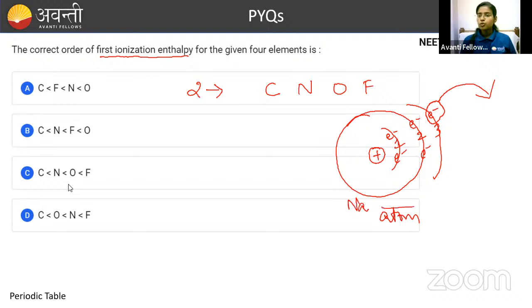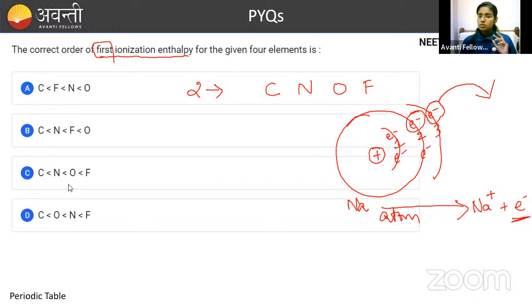After the removal of one electron from this sodium, it will be converted to sodium cation. To remove this electron from this isolated gaseous atom, some amount of energy is needed. That energy is called ionization energy or ionization enthalpy. If I am removing the first electron of sodium, it is called first ionization enthalpy. If I remove the second electron of sodium, it is second ionization enthalpy. So this is the definition for ionization enthalpy.